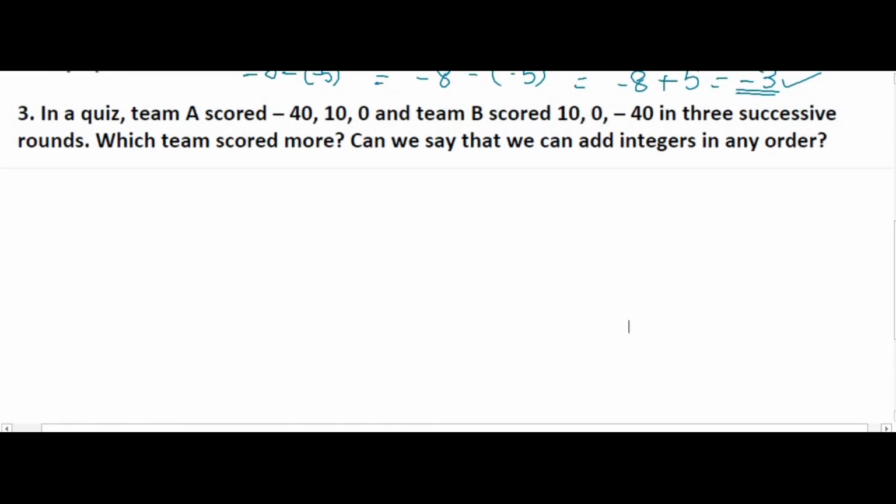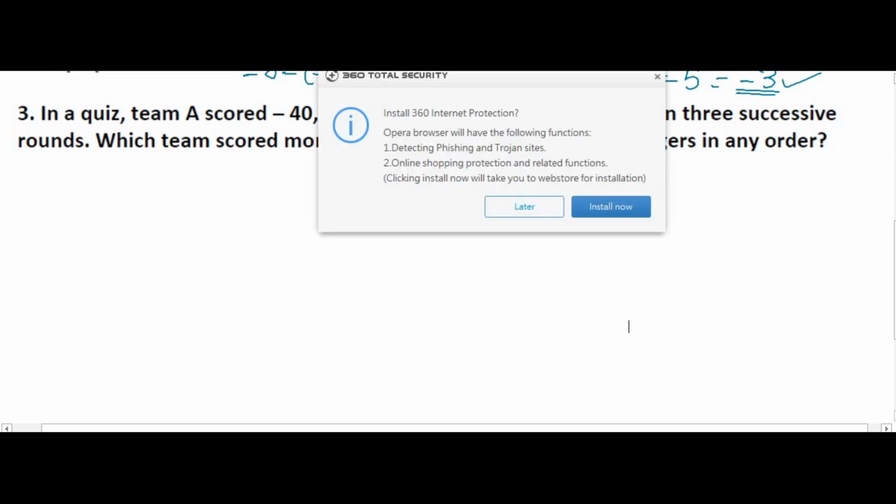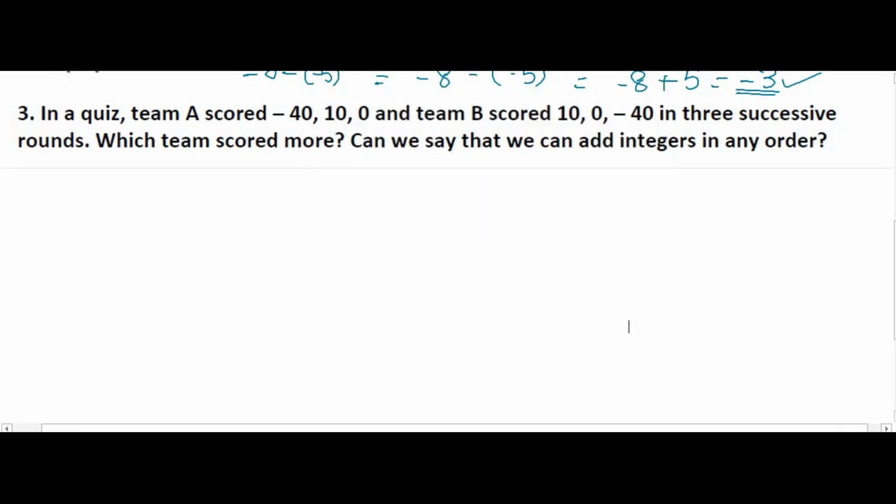So here is a question we have. What is the question? In a quiz, team A scored -40, 10, 0, and team B scored 10, 0, -40 in 3 successive rounds. Which team scored more? Can we say that we can add integers in any order? Of course, we can add integers in any order. There is no need to add in that particular manner only. So now we are moving on to adding all those numbers first.